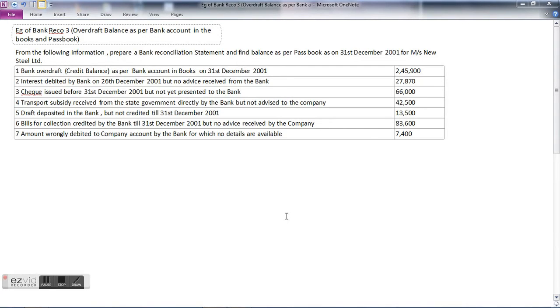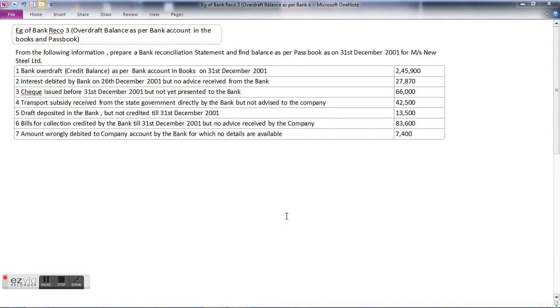That is, the bank account as per the bank, that is the bank statement or passbook, usually shows a credit balance, and the bank account in our books will show a debit balance. Now what is overdraft? Overdraft is a facility. It's a kind of temporary loan which is given by the bank to the organization or company.